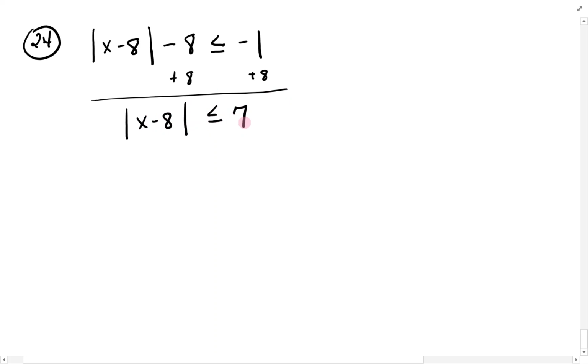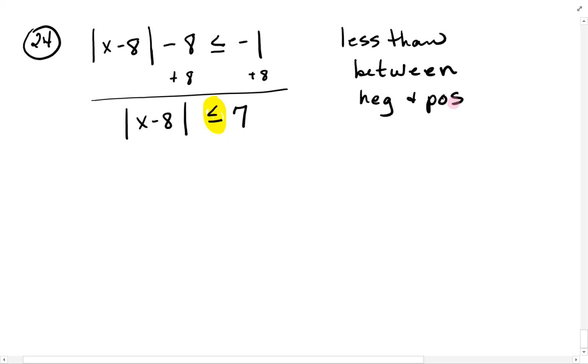Now, two things to notice. First of all, we got it isolated. It's a less than. When it is a less than, I know this one is a less than or equal to, but it's still in the less than family, you're going to write an inequality that is between the negative and the positive of the constant. So negative 7 less than or equal to x minus 8 less than or equal to positive 7. So here's the negative, here's the positive.